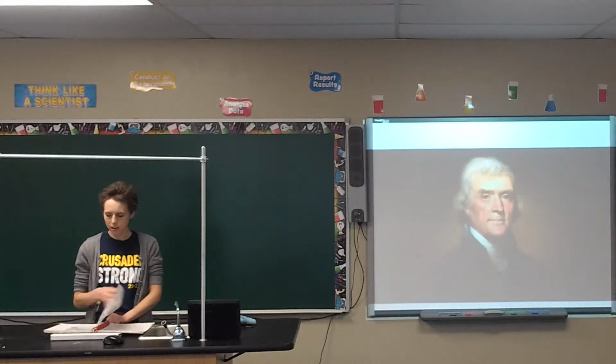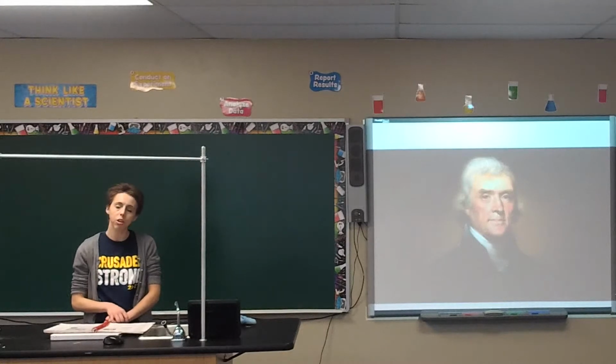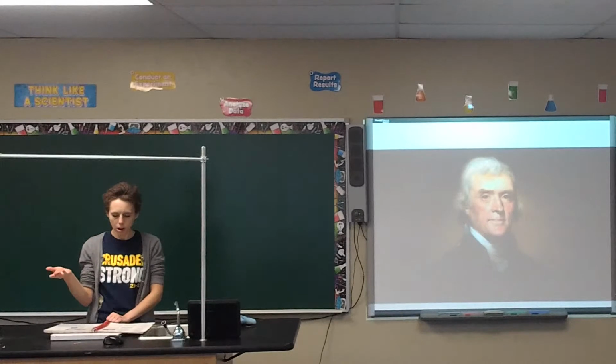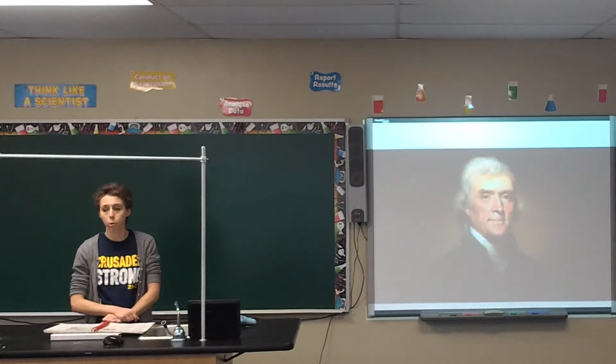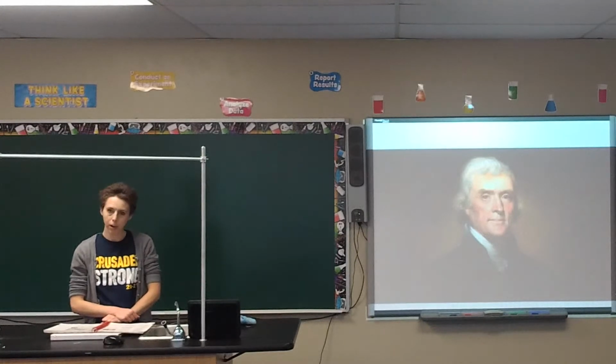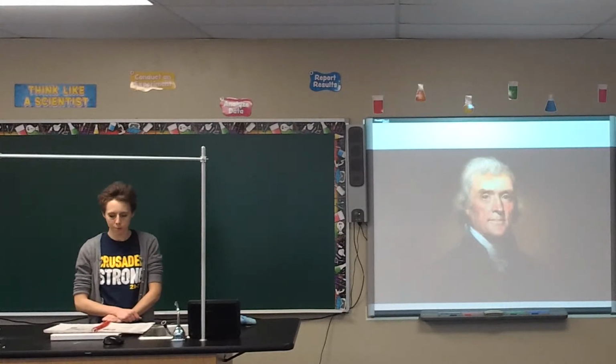Robert R. Livingston. So Robert Livingston was sent over with the authorization saying, hey, we can spend $2 million, but we can go up to $10 million if we need to get New Orleans and then part of Florida. James Monroe, make a note for him, he's going to be showing up in future chapters.